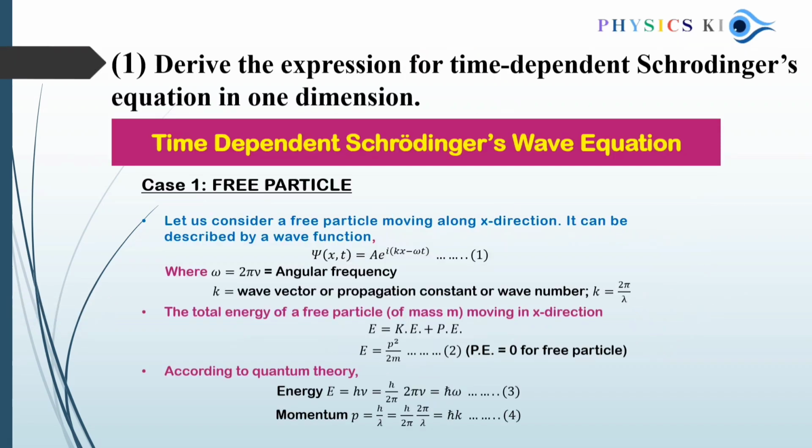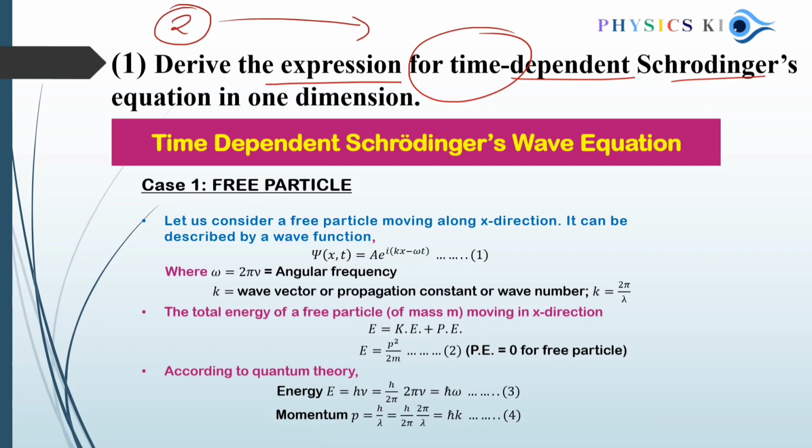So let's start. Our first important question is: derive the expression for the time dependent Schrodinger equation. See, in this unit there are two important questions, one which is time dependent and another which is time independent. So let's start with the time dependent Schrodinger equation. Start with case 1, a free particle. Free particle, that means what?